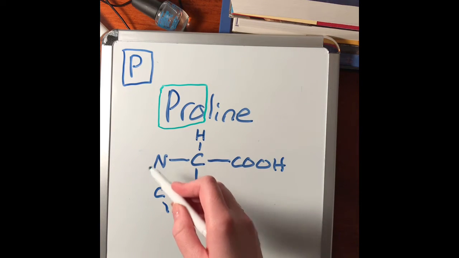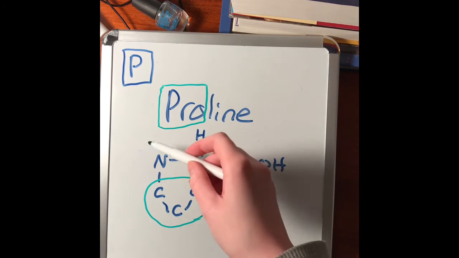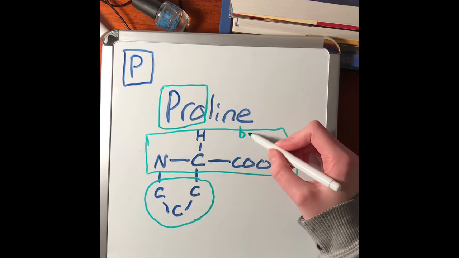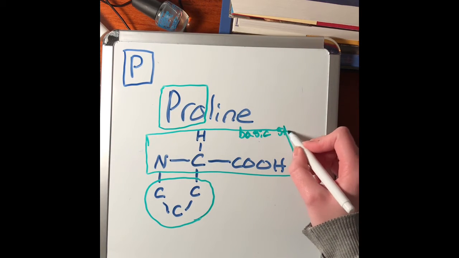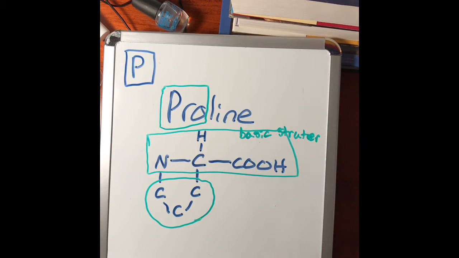Unlike the other amino acids, proline attaches to its basic structure in 2 places, which is what this part is. So the R group of proline is actually just a 3-carbon chain attached to the central carbon of the backbone and the nitrogen of the amine group.